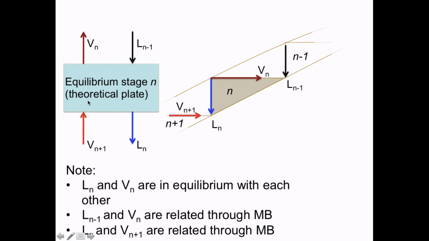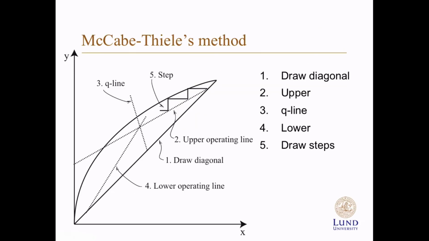Now, you can't say what the composition will be in a real tray when you do this method, because we don't draw these real trays. You could if you used the Murphree tray efficiency instead and had different efficiencies on each tray, but we don't do this in this course. So Ln and Vn are in equilibrium with each other, and Ln minus 1 and Vn are related through a mass balance, just as Ln and Vn plus 1 are related through a mass balance.